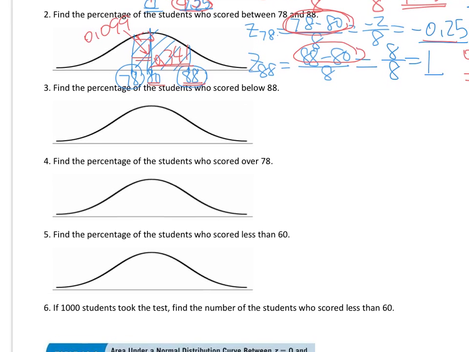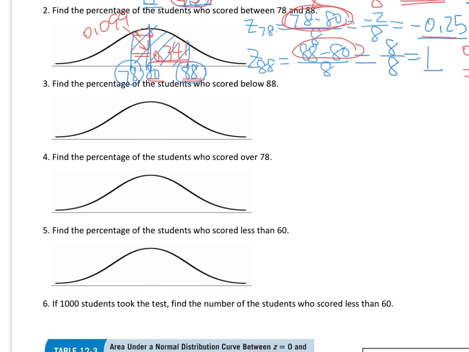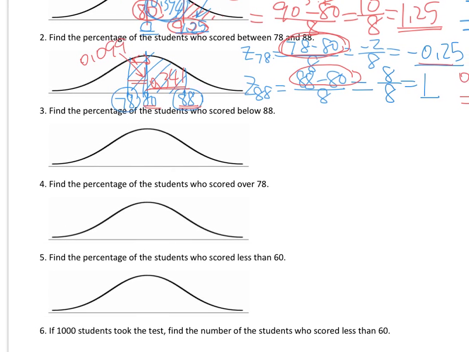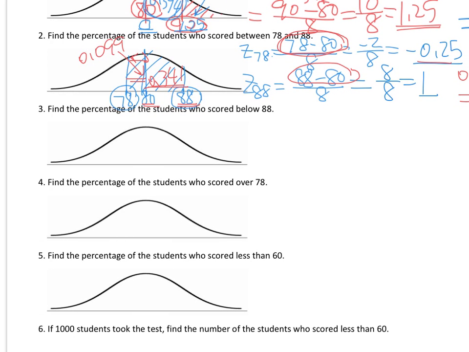Okay, this is part 2. And part 3, the way I designed the question kind of made my life easier, because in part 3 it says let's find the percentage of the students who scored below 88. So 80 is still our mean. Below 88, 88 say is right here. Below 88 means to the entire left of 88.